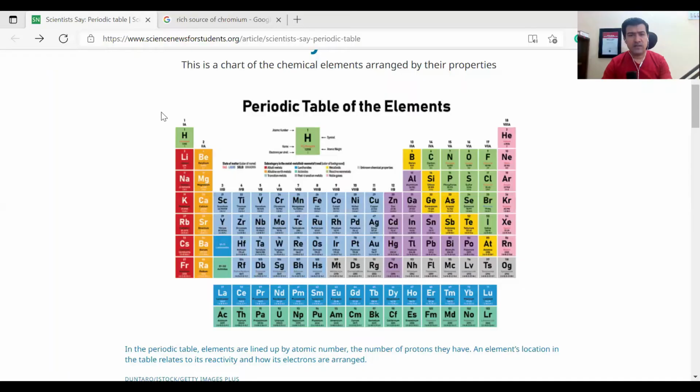So here is your periodic table. It looks like this: hydrogen, helium, lithium, beryllium, boron, carbon, nitrogen, oxygen, fluorine, neon, sodium, magnesium, and so on. Aluminum, silicon, and so on. And up to 118 elements. So what is one concept by which you will be able to memorize the whole periodic table?